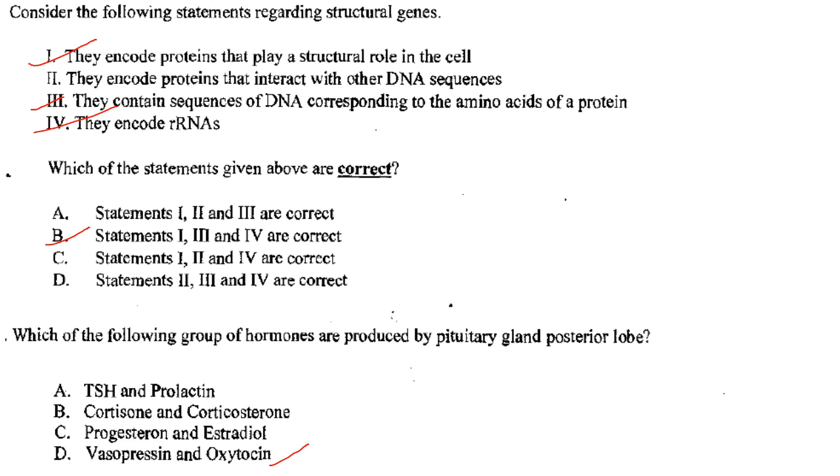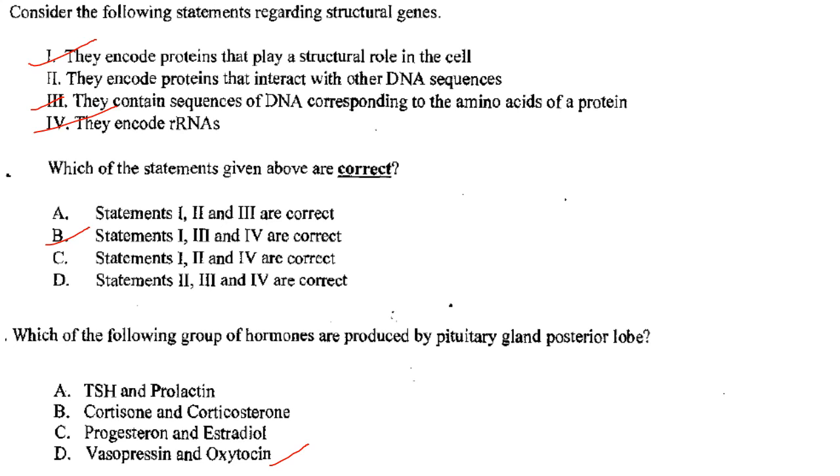So the next one, they contain sequences of DNA corresponding to the amino acids of a protein. So that is also correct. And they encode rRNAs. That is also correct. So 1, 3 and 4 are correct. So the answer here is option B.